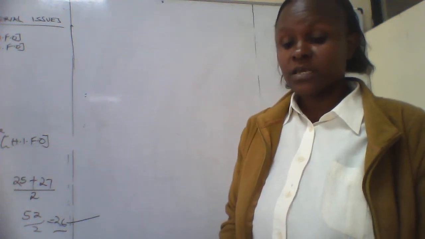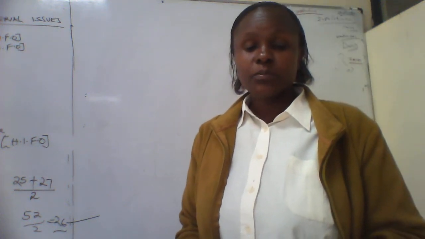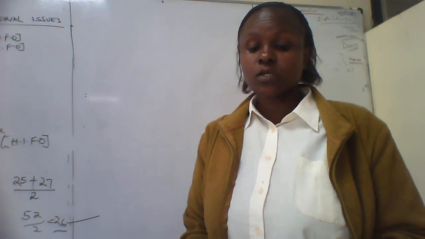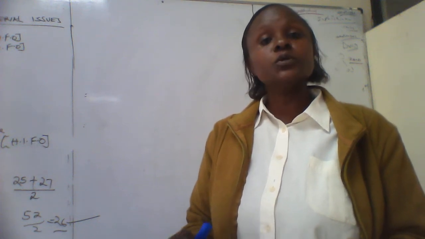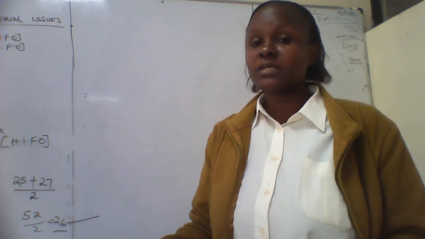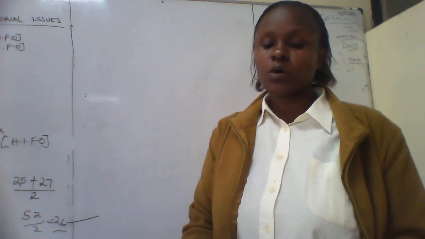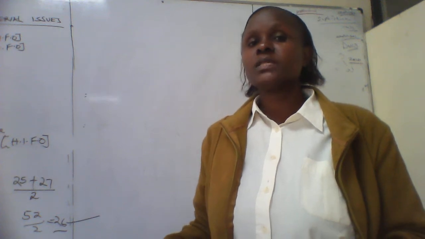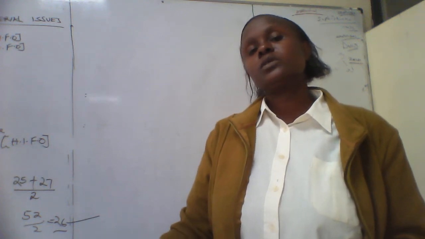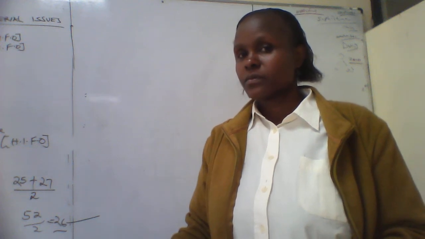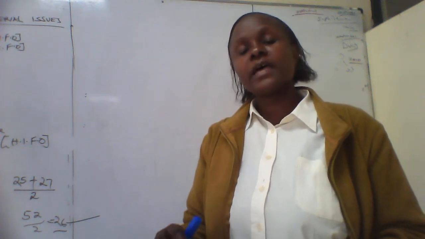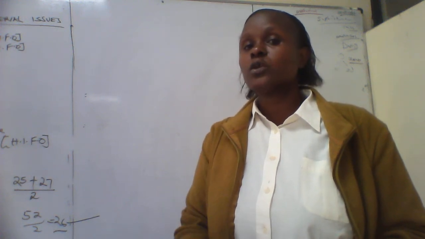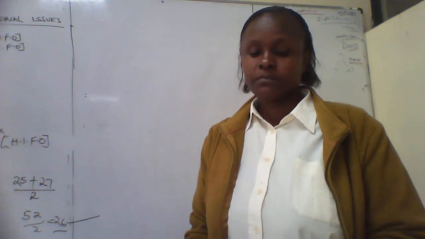Then we have periodic weighted average. Under the periodic weighted average method, the total cost of materials obtained during a specific period is divided by the quantity bought during that period. It is the same as simple, but now you are using the total value of the materials which you purchased. Then you divide by the number of the items which you purchased during that specific period.